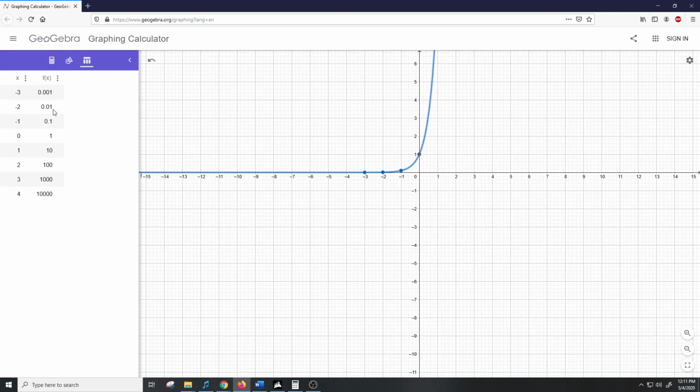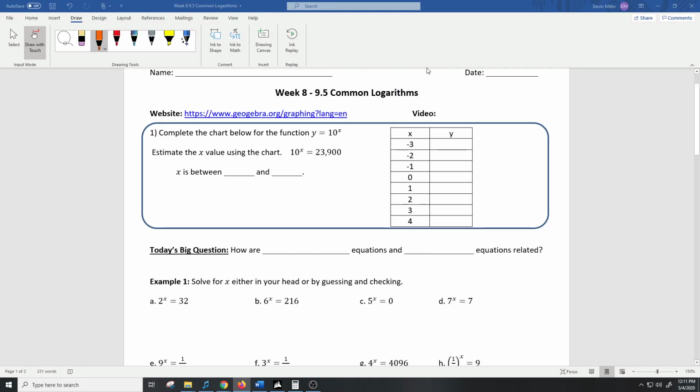So I'm just going to copy these numbers over, and then I'll be able to fill in the rest of this table here. So we have 0.001, 0.01, 0.1, 1, 10, 100, 1,000, 10,000.